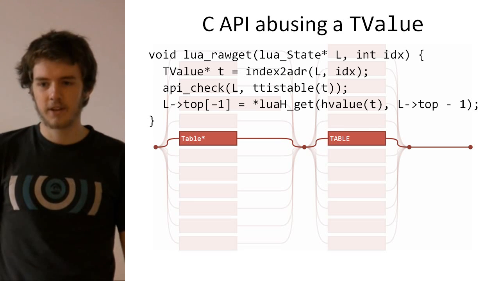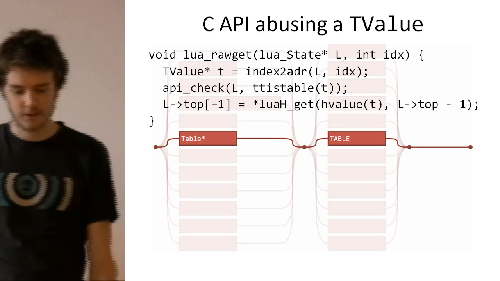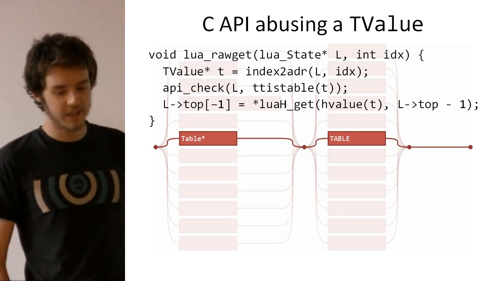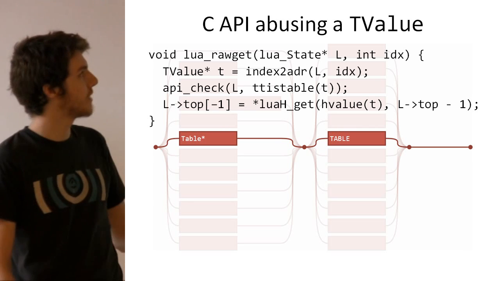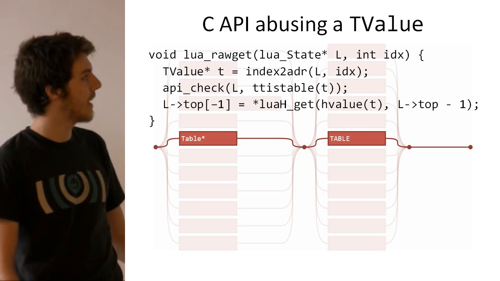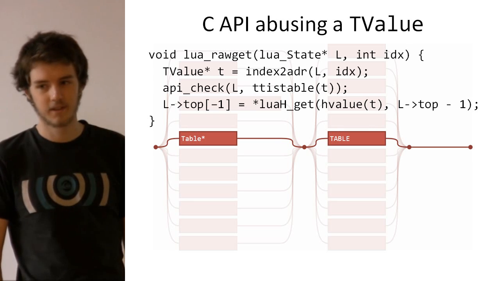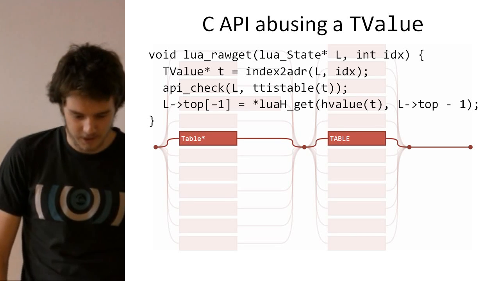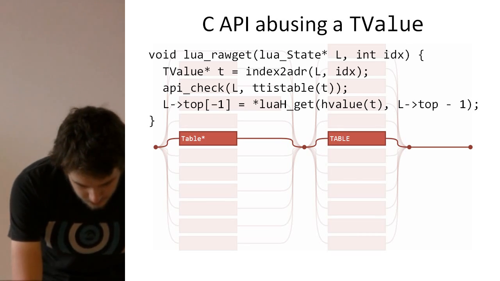So as a general note, if you're using the API and you're calling either this or lua_rawset or lua_next or lua_rawseti or lua_rawgeti, do not ever pass something that's not a table, because you may not enjoy the consequences of that.